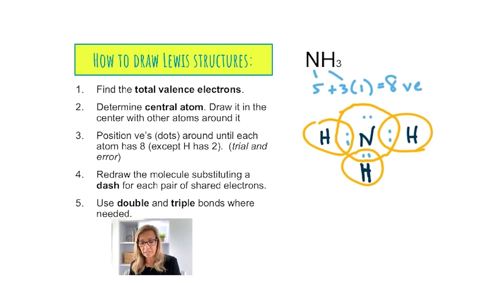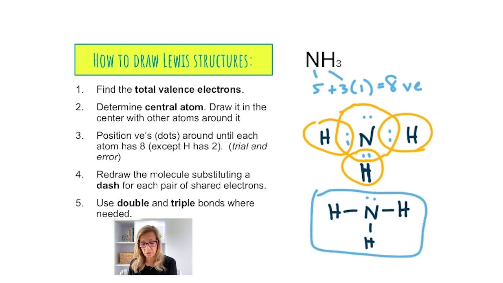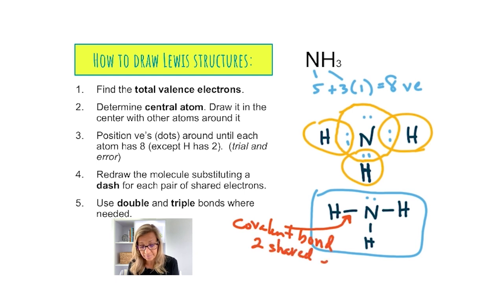Now we don't need to leave the dots like this. We're going to substitute a dash for those covalent bonds. Okay, and don't forget those 2 unpaired electrons that are on the nitrogen, they're still there. So this is a proper Lewis structure. Now, what is the covalent bond? Guess what it is? That stick is a covalent bond, and that represents 2 shared electrons.